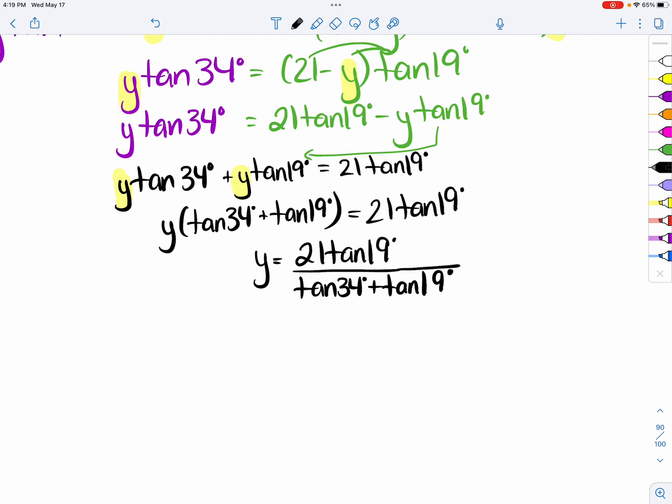Now, just be careful. This is a big calculation on my calculator. So I've got 21 times tan 19 for my numerator. And now I need to divide by my denominator. I would use brackets on your calculator. So divide that by tan 34 plus tan 19. It equals, and I have that y is approximately 7.1 meters.